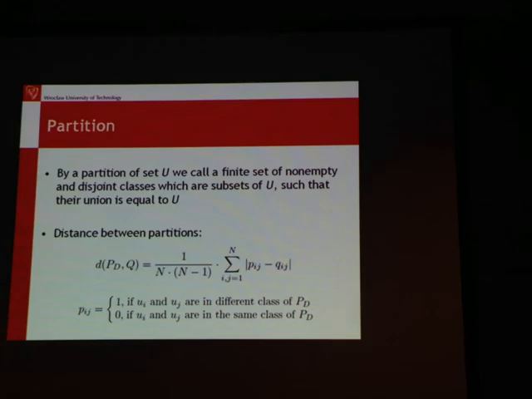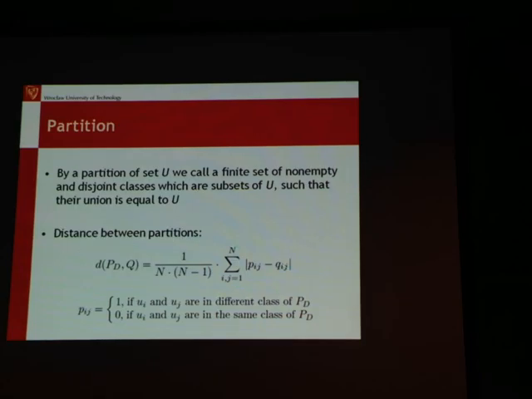The first step is clustering. So after the clustering, we have some partition. So we have disjoint and non-empty classes, which are subsets of the whole set of users. And the most important part is the distance between partitions, because we need to compare the partition obtained in one classification process and in another one.